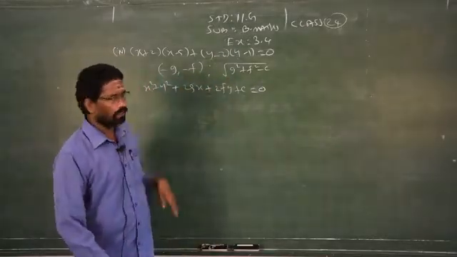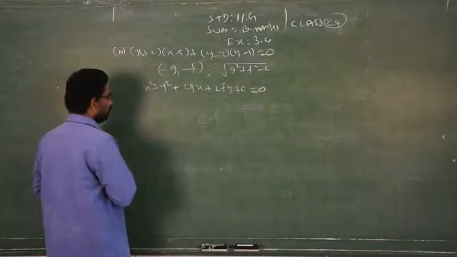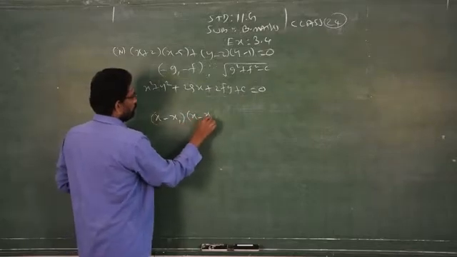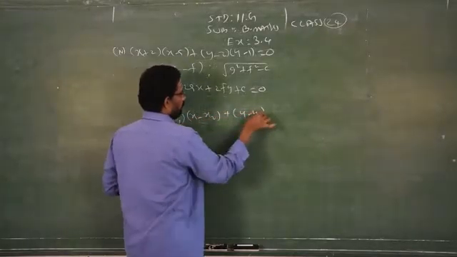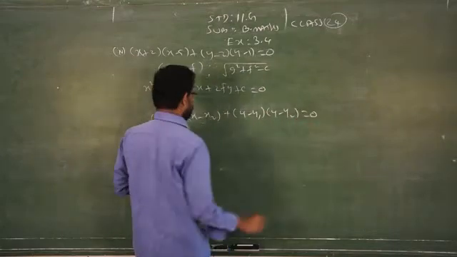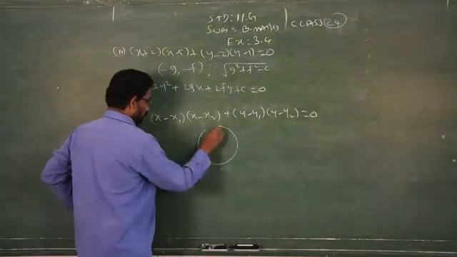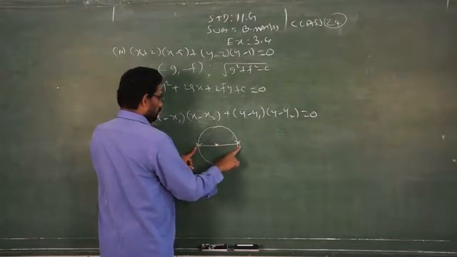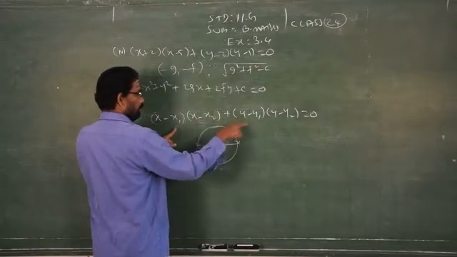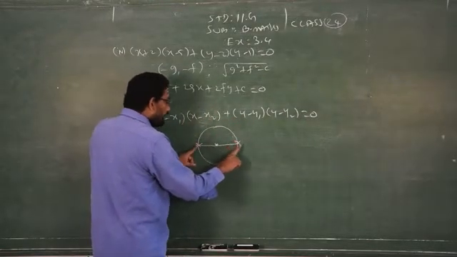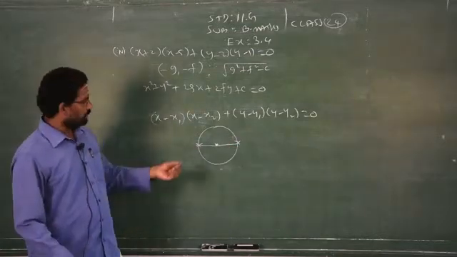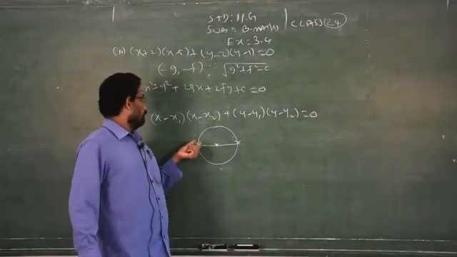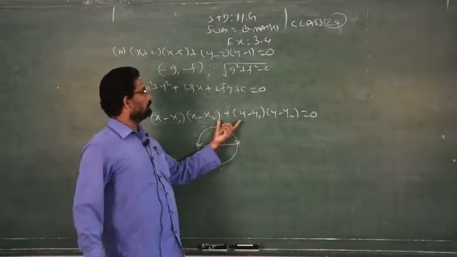So we have another method. When the diameter ends are given, we have one formula, that is (x - x1)(x - x2) + (y - y1)(y - y2) = 0. This is the formula to find the equation of the circle when the end of the diameter is given. The straight line which passes through the center of the circle is called a diameter. Clear? So when the ends of the diameter are given, we have to use this formula.